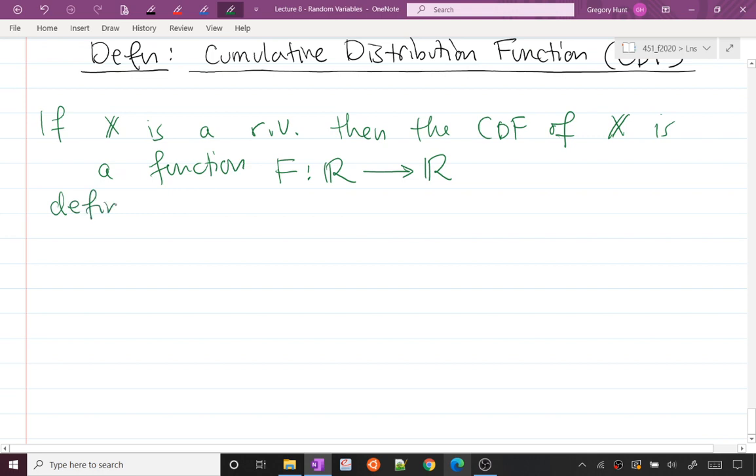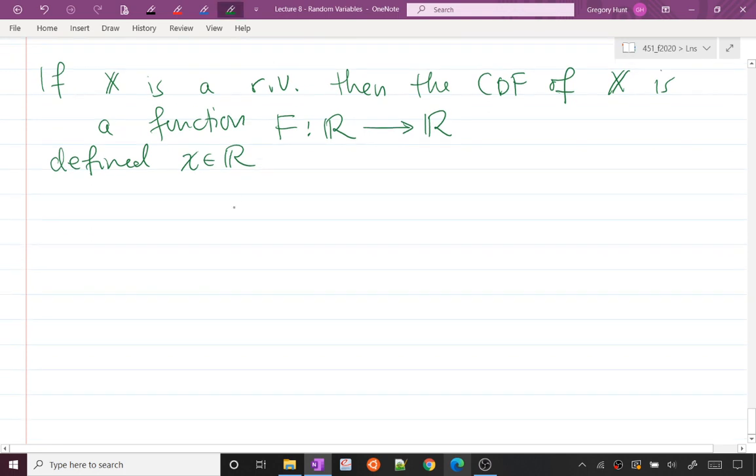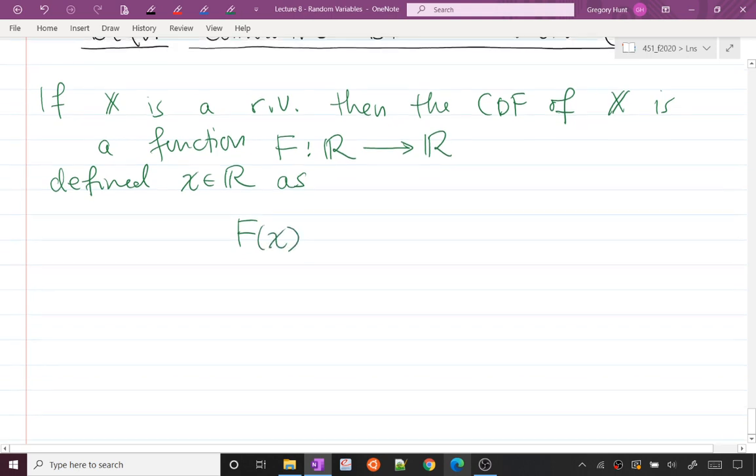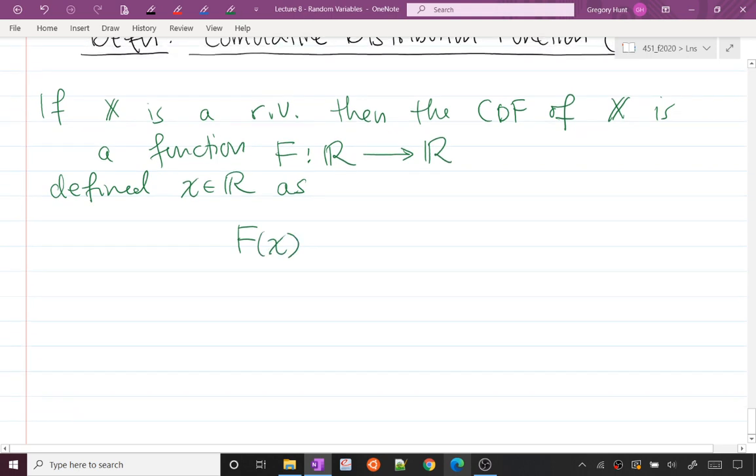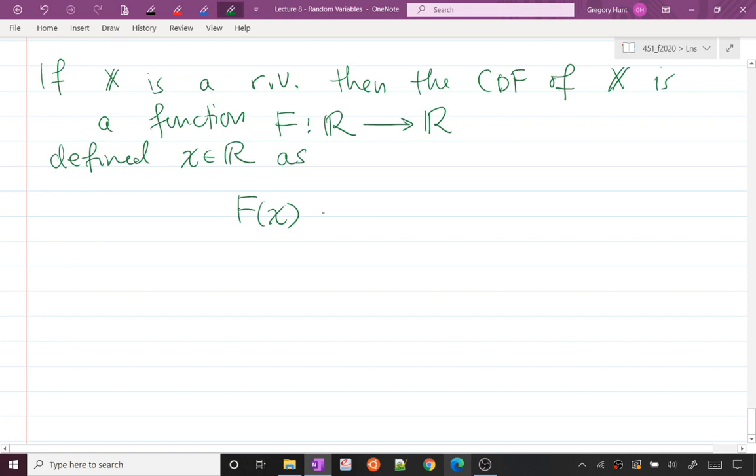Defined as follows: if you give me any little x as an input, F, capital F, is typically how the CDF is denoted. The CDF is this real valued function. If you give me a little x, a real value, then F of x is the probability that my random variable is less than or equal to x.